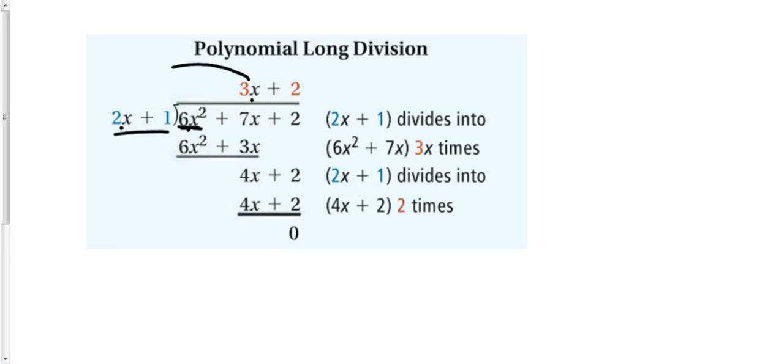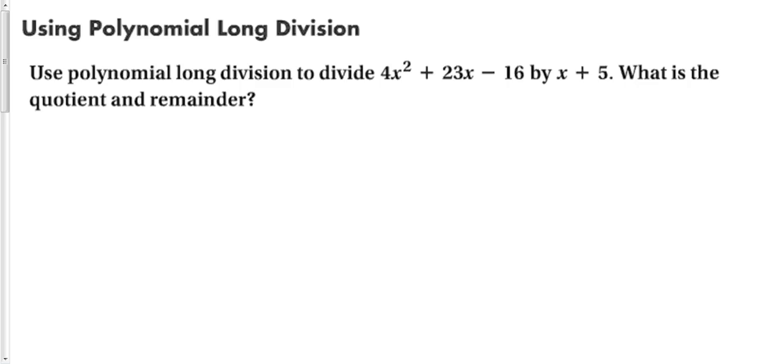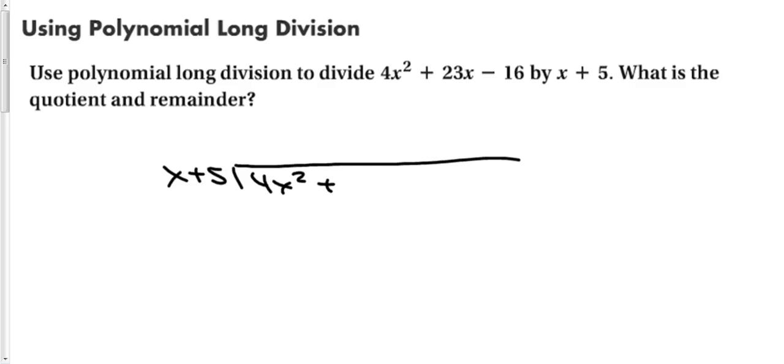So then I take this 3x and I multiply it by both of those terms. That will give me this term right there. And then I subtract. Get my answer, bring down the next term, and keep going. Same sort of idea that we do in regular long division, we do in polynomial long division. So let's try one. We are going to take x plus 5, and we're going to divide it into 4x squared plus 23x minus 16.